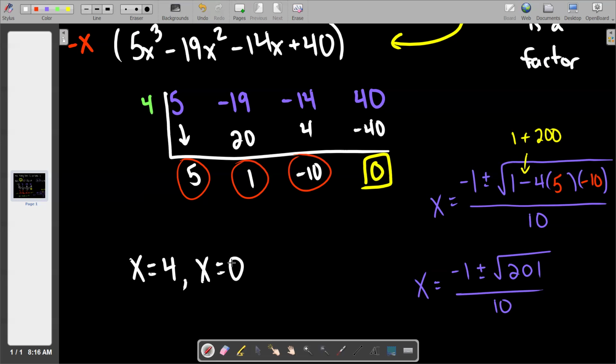And now we can find the other 2 answers. They're written in purple over here. So our answers are 4, 0, and negative 1 plus or minus the square root of 201 all over 10. 4 answers present and accounted for.